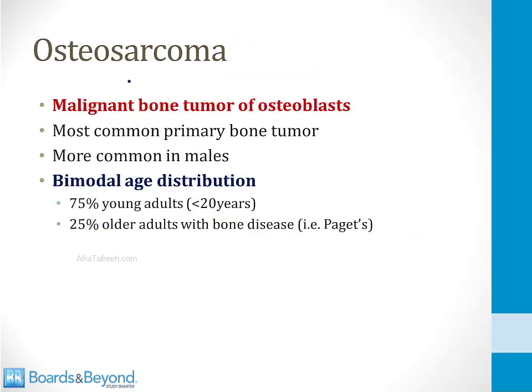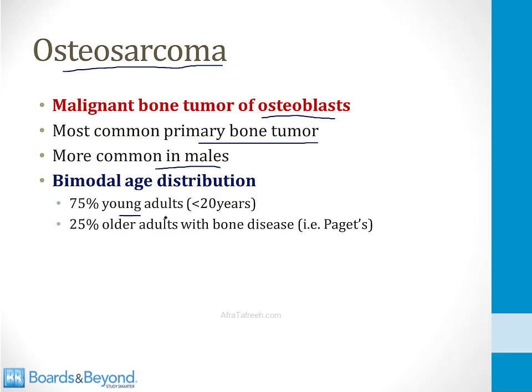Our next primary bone tumor is an osteosarcoma. This is a classic primary bone tumor and definitely one you should be familiar with for step 1. An osteosarcoma is a malignant bone tumor of osteoblasts. It's the most common primary bone tumor, and it's more common in males, and just like all bone tumors, it often occurs in young adults.